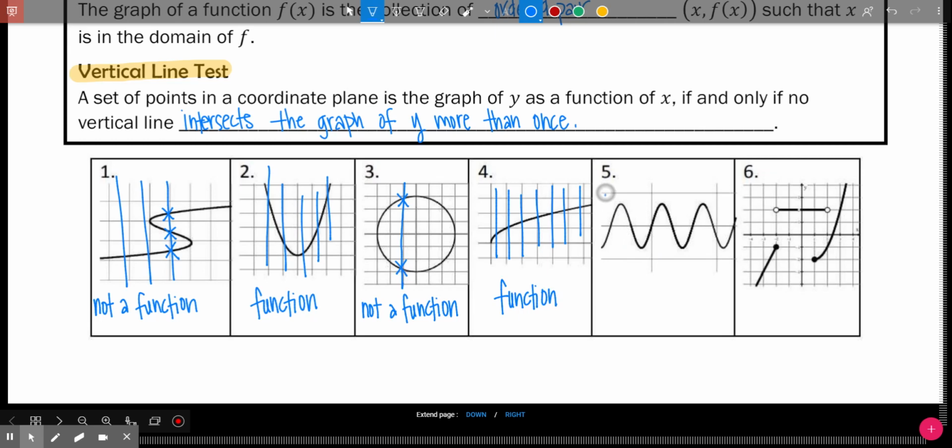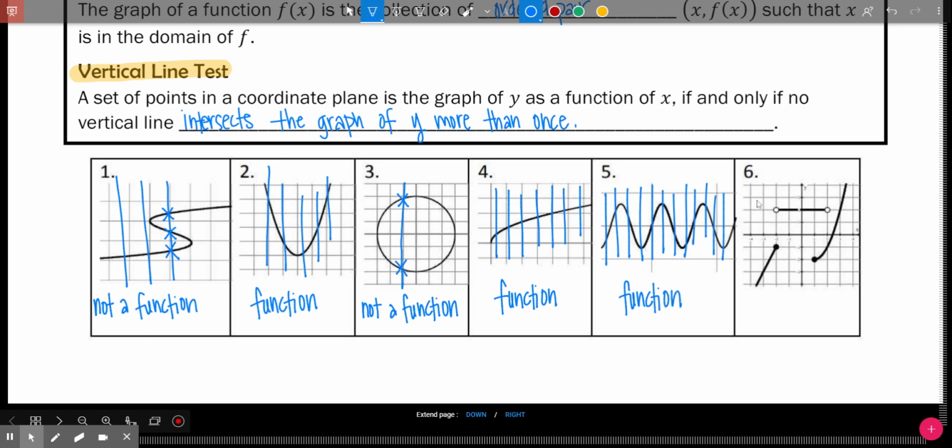And number 5, this is what we call a periodic function. But even when I draw the vertical lines through a periodic function, it still does not intersect the graph more than once. So this graph represents a function.